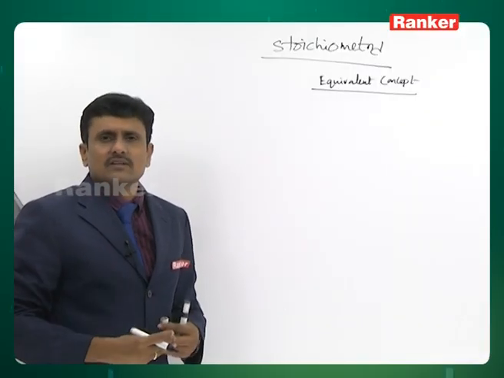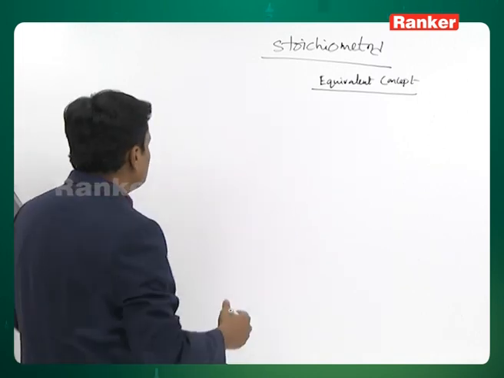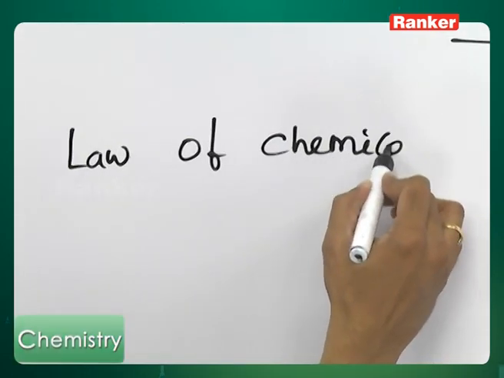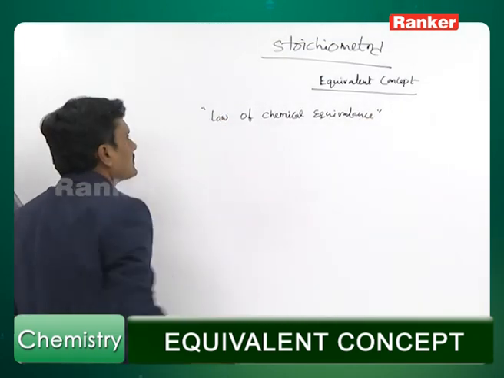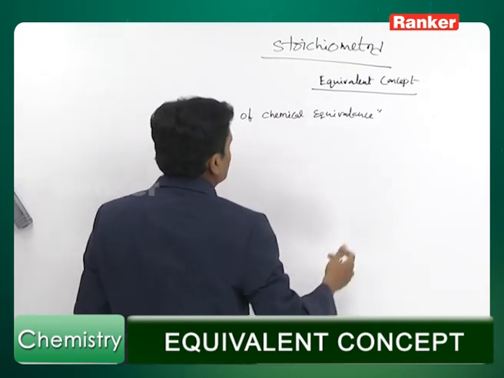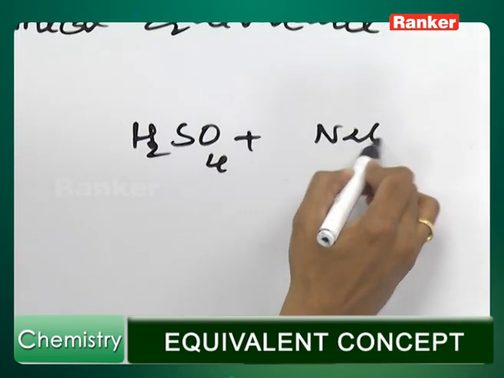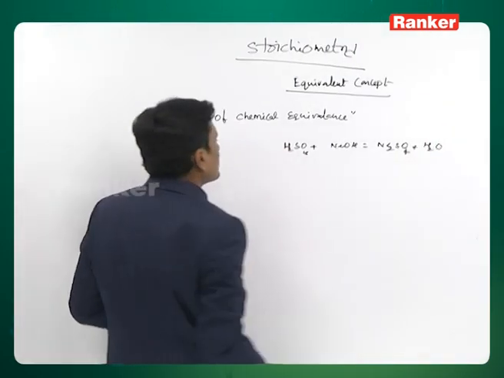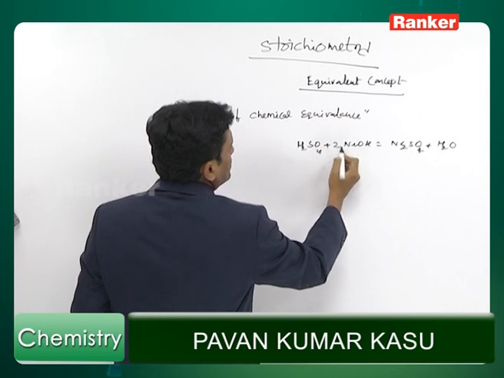So the next topic that we have to learn after the completion of the empirical formula is the equivalent concept, or the law of chemical equivalence. In mole concept, for example, if I take the reaction of say H2SO4 with NaOH to give sodium sulfate and water, if you want to apply the mole concept, you need to know the balanced chemical equation.